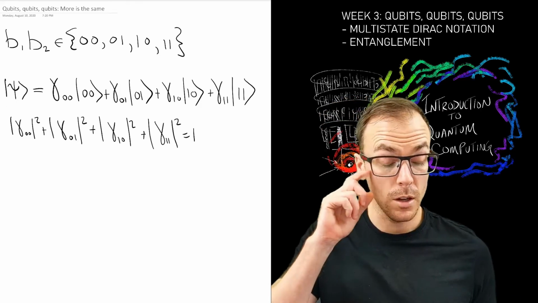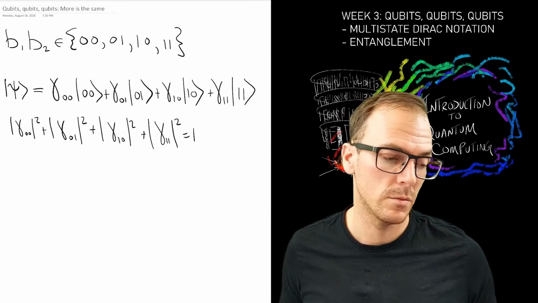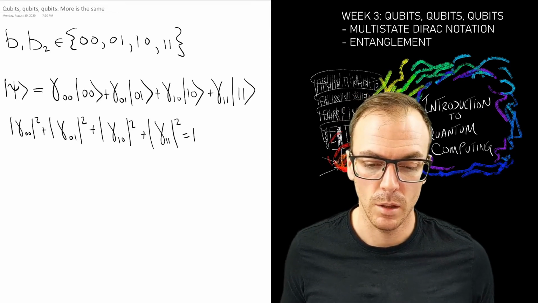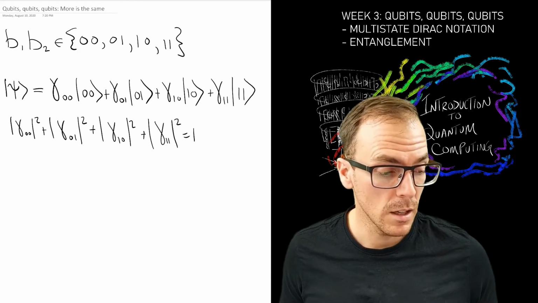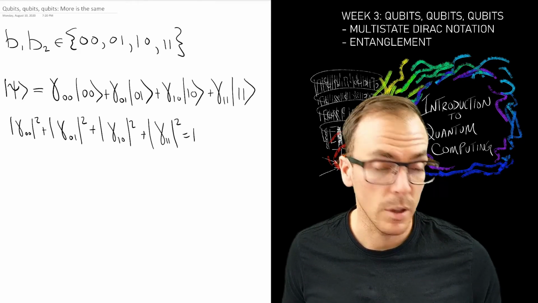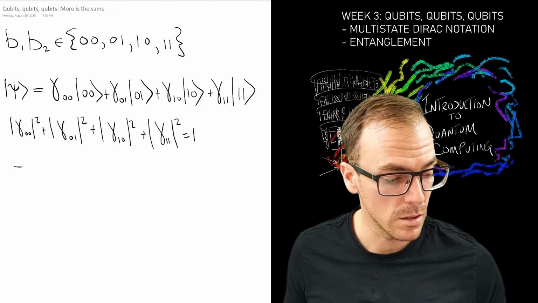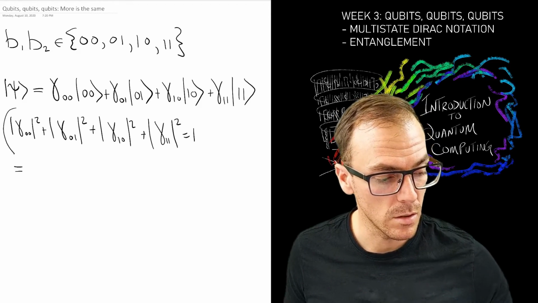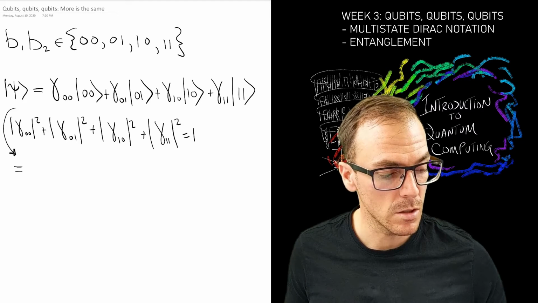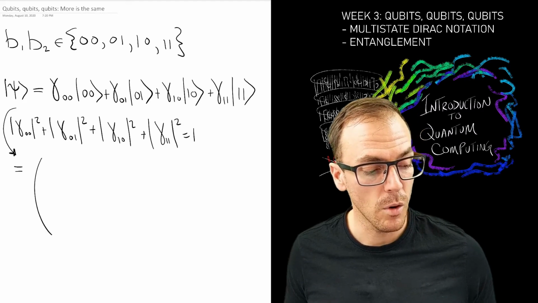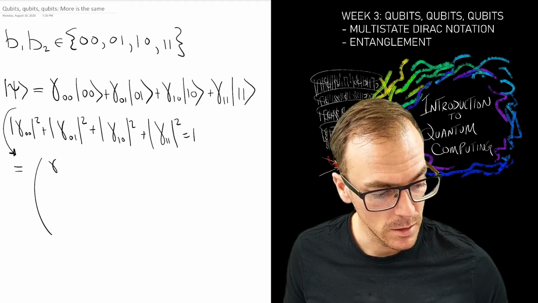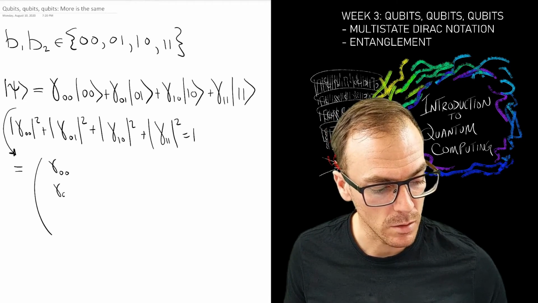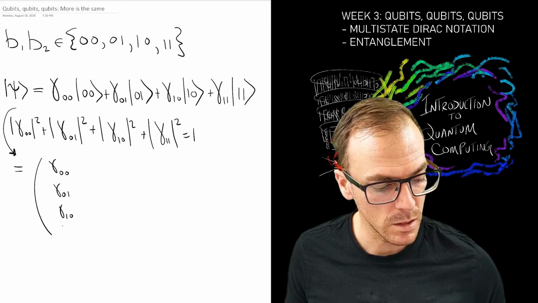Now I've just done what we've done for qubits, and I've doubled everything that we're looking at. Of course, this object here, if we translate it back to linear algebra, is just a 4 by 1 complex column vector. That's gamma 0 0, gamma 0 1, gamma 1 0, gamma 1 1.